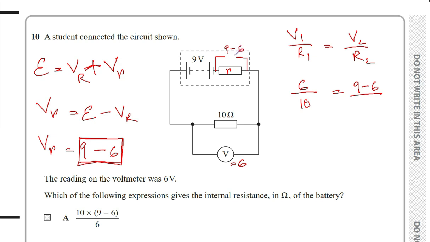You might be wondering, why are we not just writing, let's say 3? You'll see that in a while. So 9 minus 6 divided by R, right? So the question says, which of the following expressions gives the internal resistance? So make R the subject of the equation. R should be 10 comes over here, 10 times 9 minus 6 divided by 6. And they could have easily replaced 9 minus 6 with 3, but 3 was not in the option. That's why I went ahead with 9 minus 6.